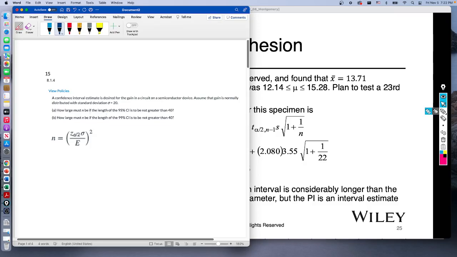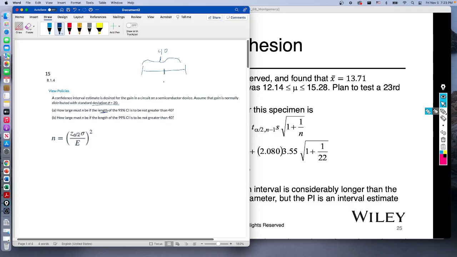So a confidence interval estimate is desired for the gain in a circuit on a semiconductor. Assume that the gain is normally distributed, so that's important. Standard deviation of 20. How large must n be if the length of the 95% confidence interval is to be not greater than 40? When they say the length, what they're saying is that the confidence interval goes from here to here. It's got to be this distance, has to be 40 or less.